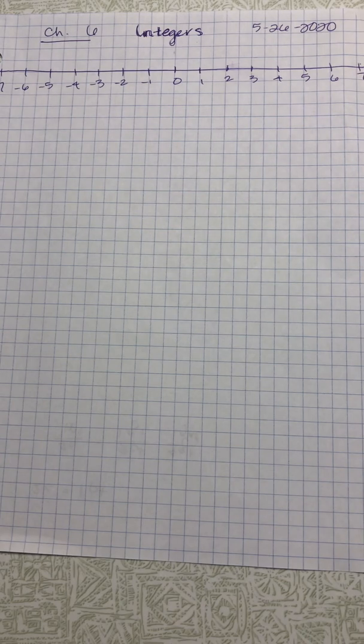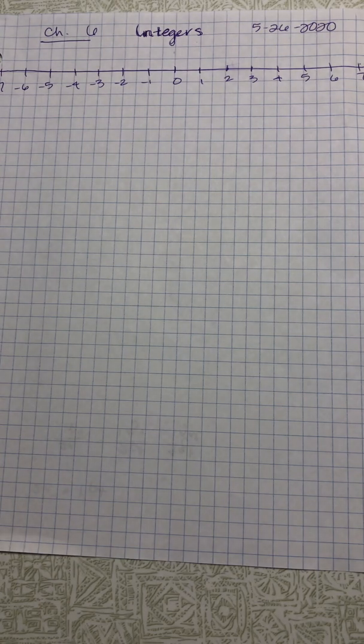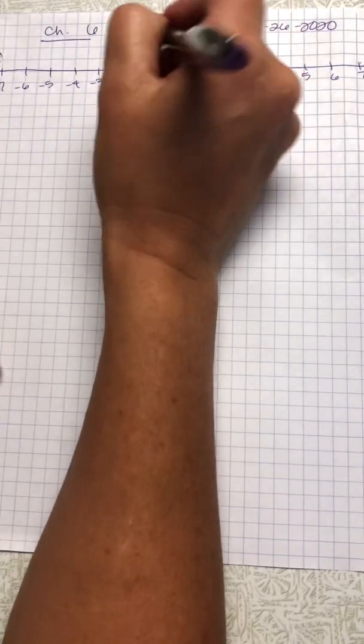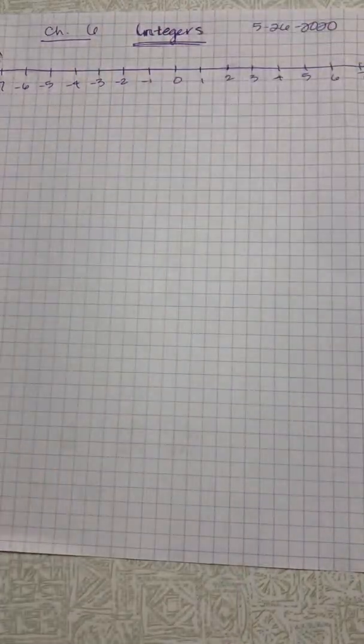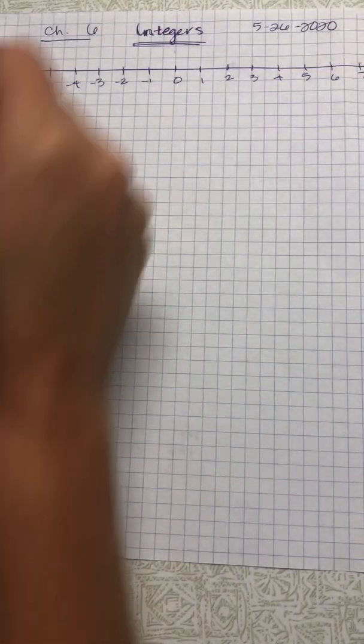We are finishing up this week, so we're going to review some of chapter 6 and maybe 7, and then we'll have our final test, okay? So today we're going to jump in to chapter 6, which is integers. Integers, we're talking about all the positives and the negative numbers.